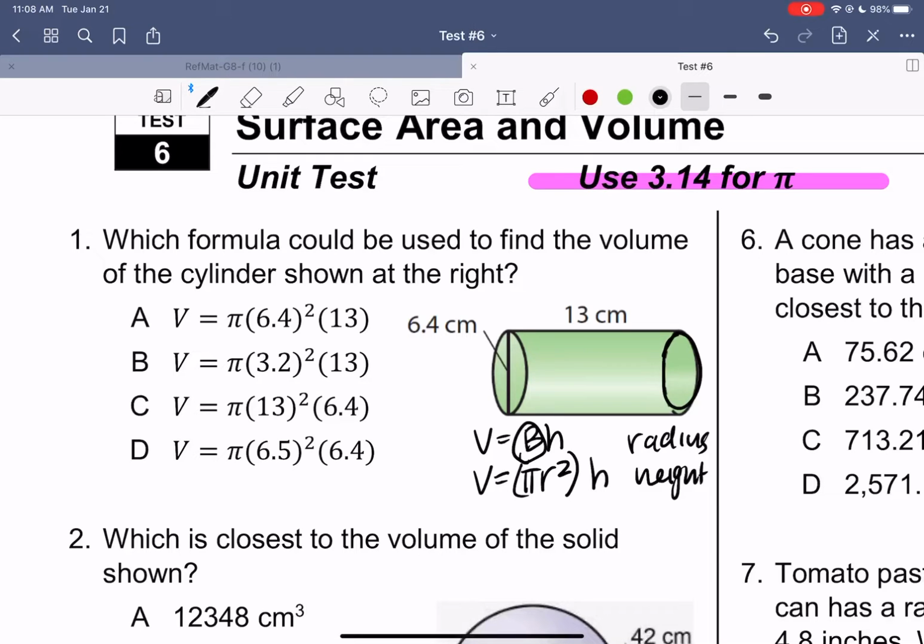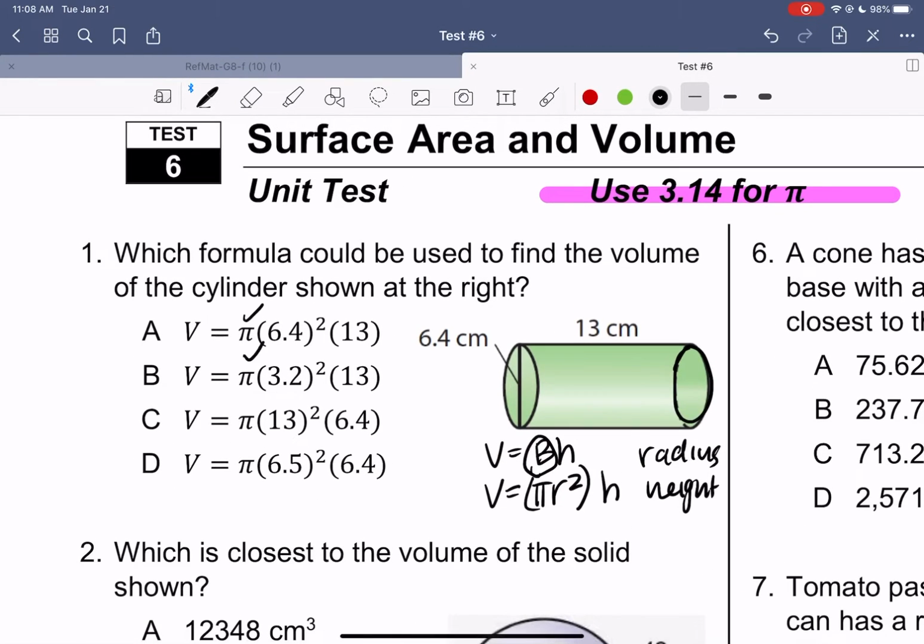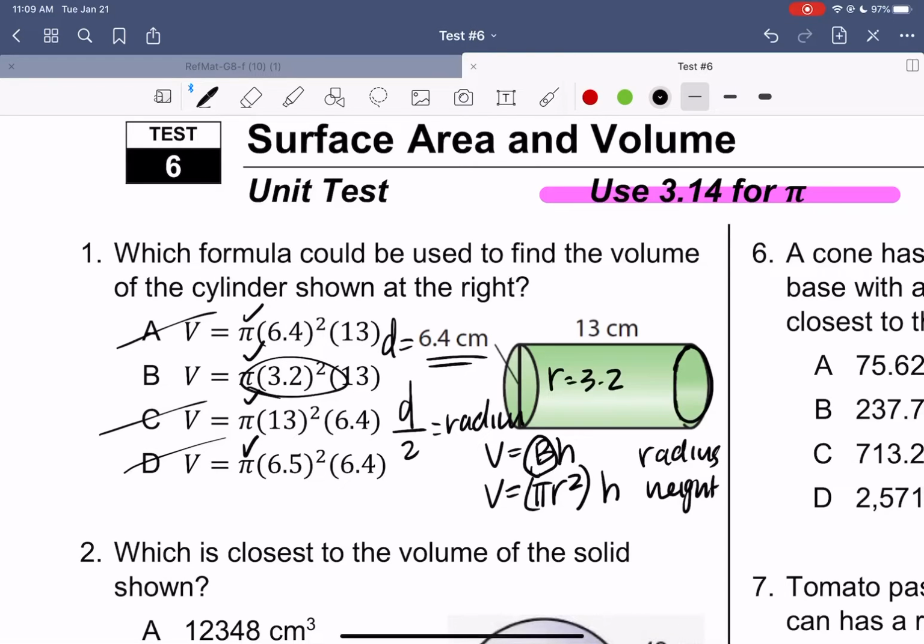So we're all good on pi. And the radius, so this is the diameter. So diameter divided by 2 equals radius. So we're going to be able to eliminate this answer choice. Honestly, of all the answer choices, the only one that has the radius equals 3.2, and then the height equals the height.